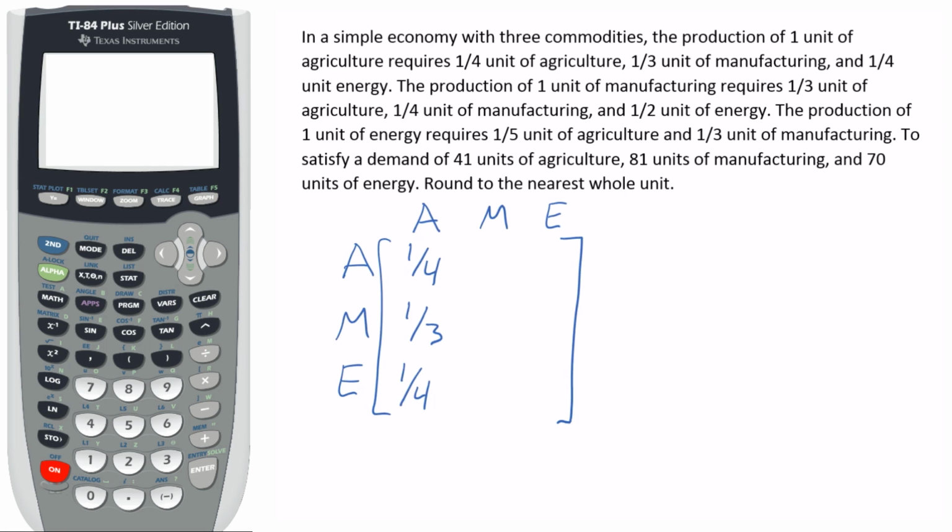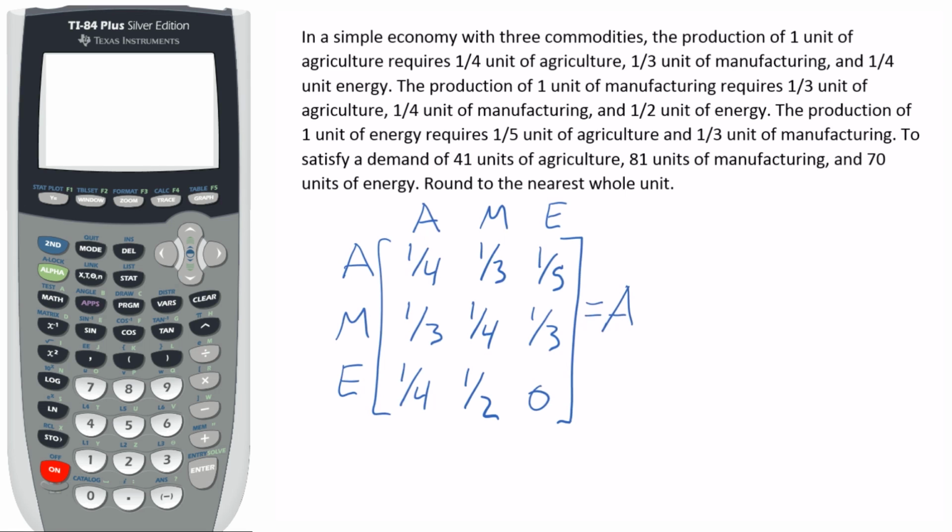To produce 1 unit of manufacturing, we need a 1/3 unit of agriculture, a 1/4 unit of manufacturing, and a 1/2 unit of energy. To produce 1 unit of energy, we need 1/5 unit of agriculture, 1/3 unit of manufacturing, and it doesn't say anything about energy, so we'll assume that's 0. And this is our matrix we'll call A.